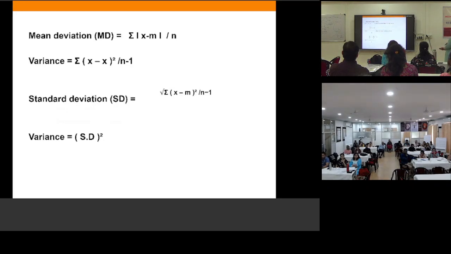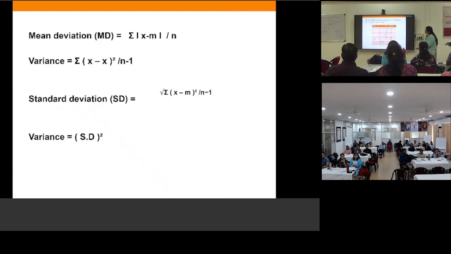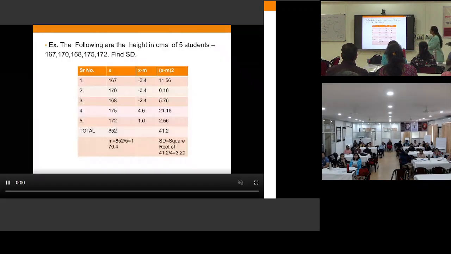And how did you derive this standard deviation? So if x1, x2, x3 and xn are n number of observations, then SD is defined as the square root of summation of xi minus x whole square upon n, where x is the mean of the given data set. You will understand this with a further example over here. For example, the following are heights in centimeters: 167, 170, 168, 175 and 172. Find SD. So first you have found out its mean. What is small m? Small m is the mean.